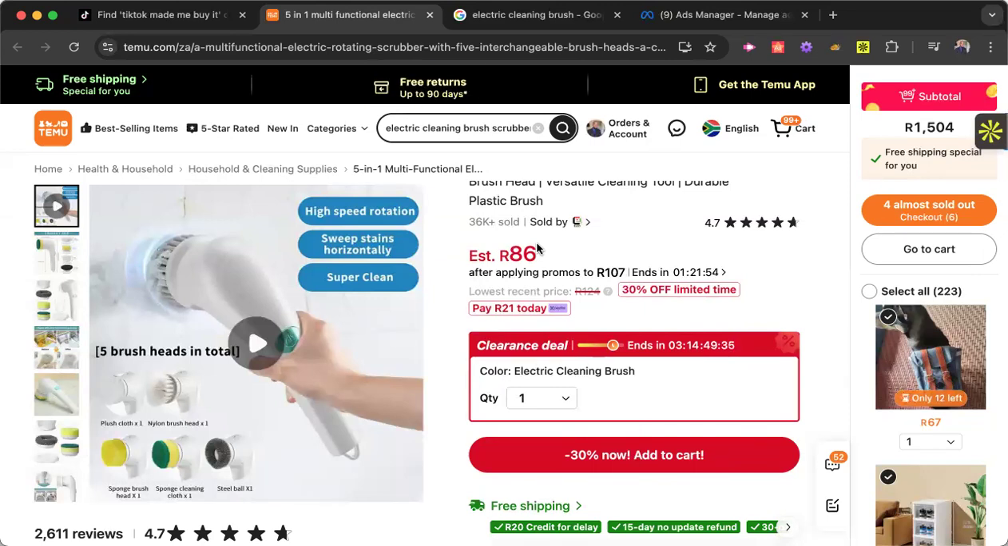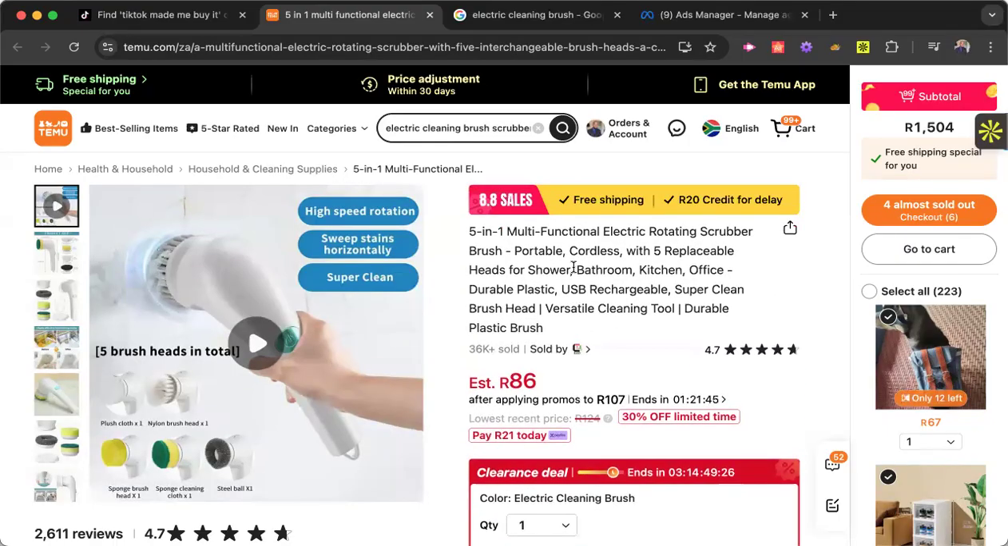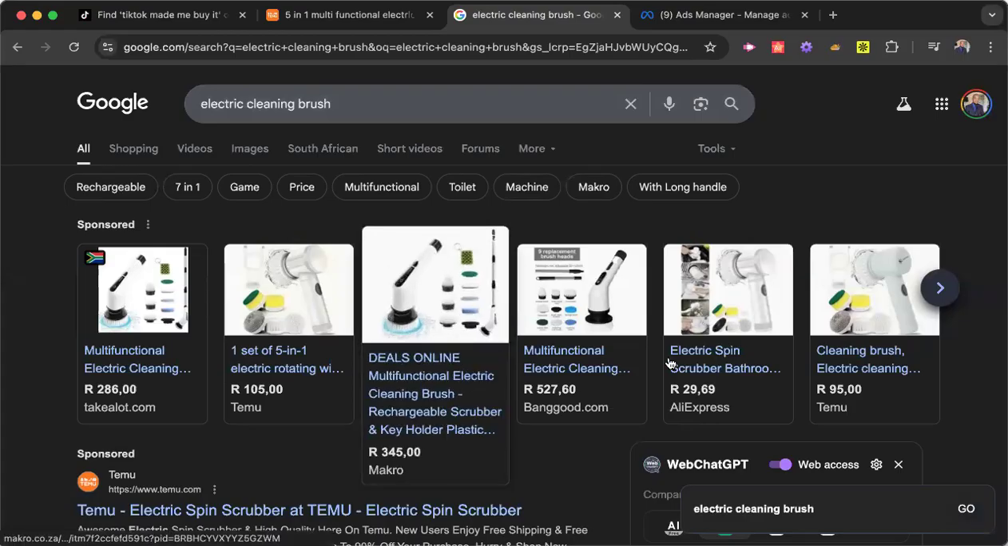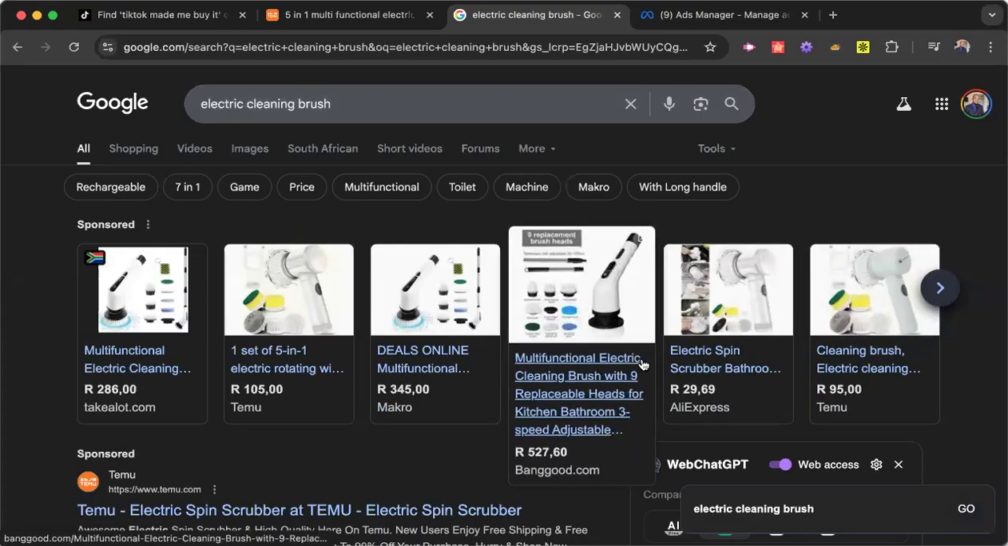So what's important for us, the next step, is now to go and see what our competitors are selling this for, right? So what we typed in here is electric cleaning brush scrubber. You're going to just go into Google and type the same thing, electric cleaning brush, and then you're going to see all the competitors coming in there. I just want to confirm, you guys can see my Google, right? Yes, we can see. Okay.